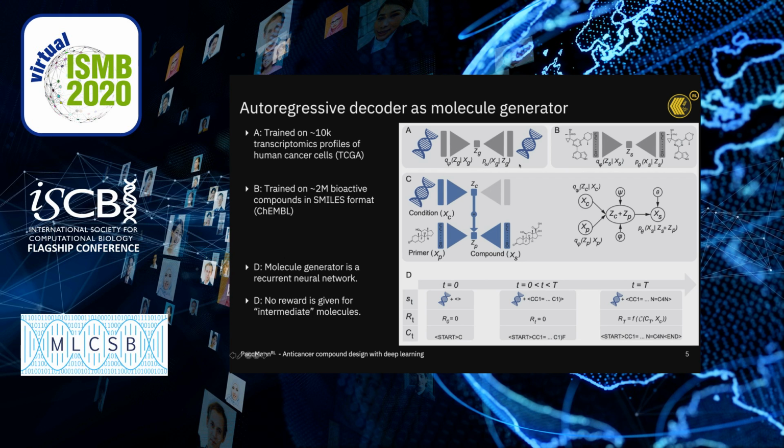So let's briefly have a closer look into how this process works. We have two VAEs. This one was trained on TCGA. The second one was trained on SMILES from ChEMBL. And this is an autoregressive decoder, consisting of recurrent units, where we basically step-by-step sample those tokens of the SMILES, and we evaluate the reward only once the end token is sampled. So once we finish sampling the molecule, we use this predictive model in order to compute the reward that is then used in turn in order to update the generator.